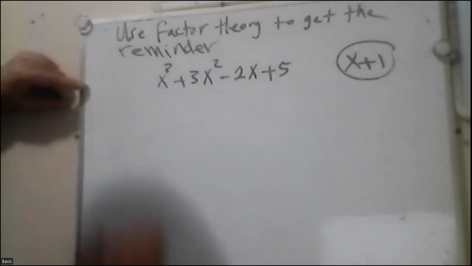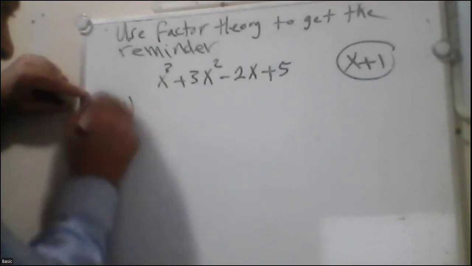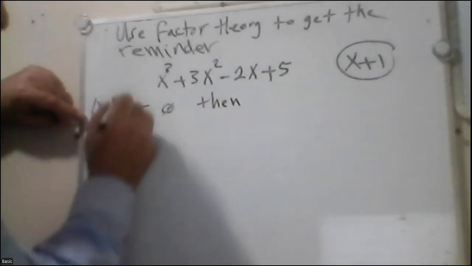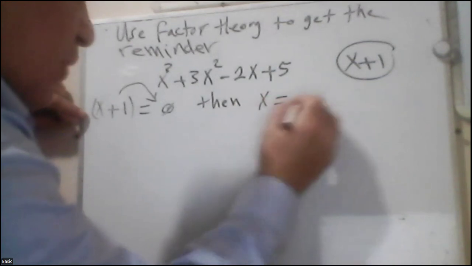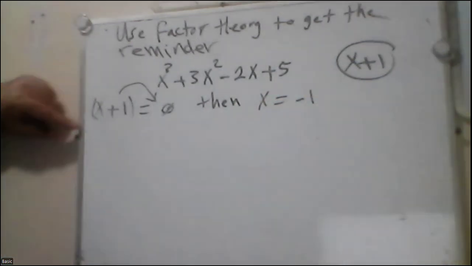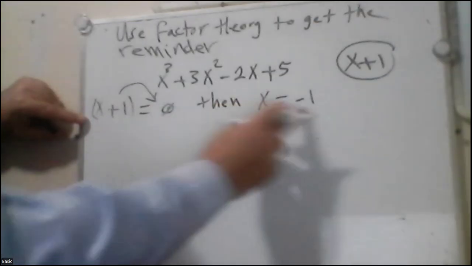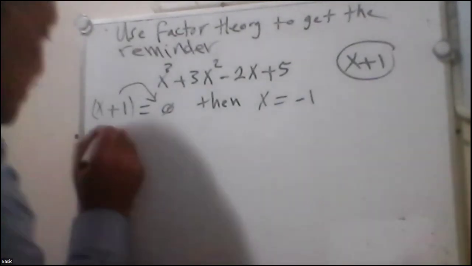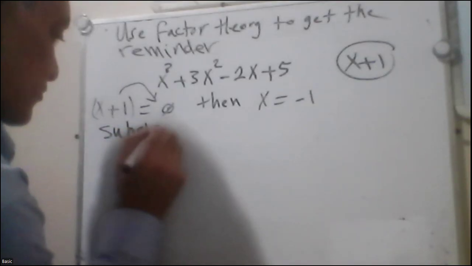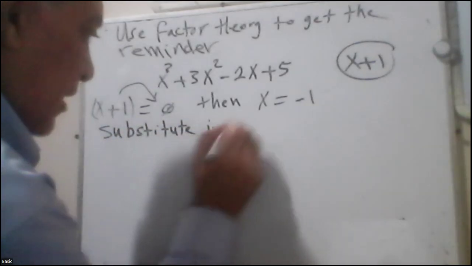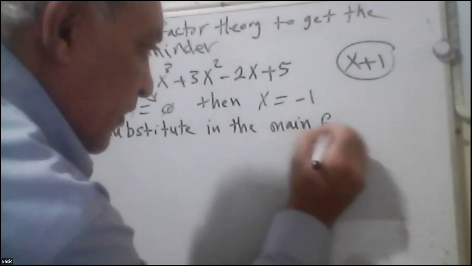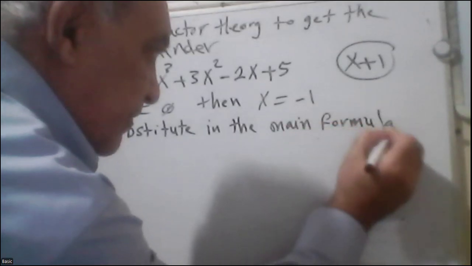So now I will say x plus 1 equals 0. Then I will move the 1 to the other side. x will equal minus 1. Then I will now substitute in the main formula. The main formula which I have is this one.